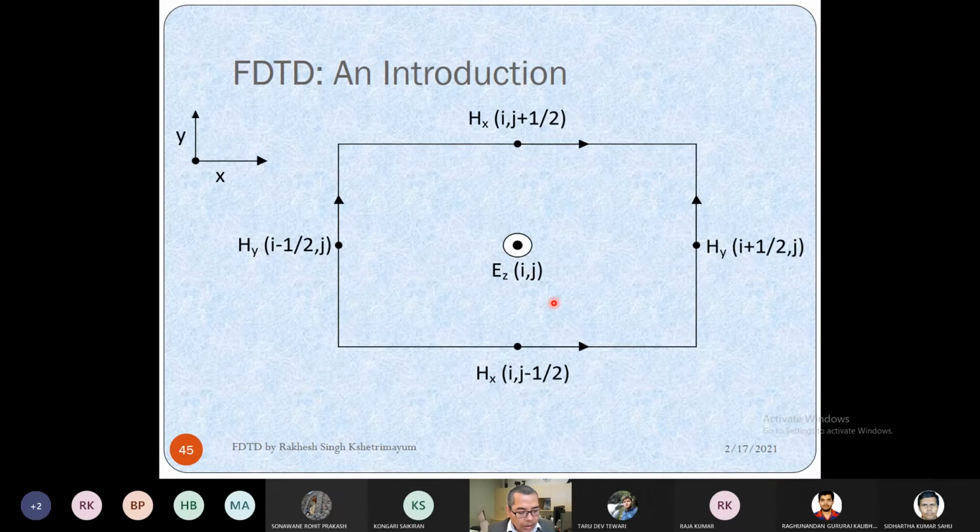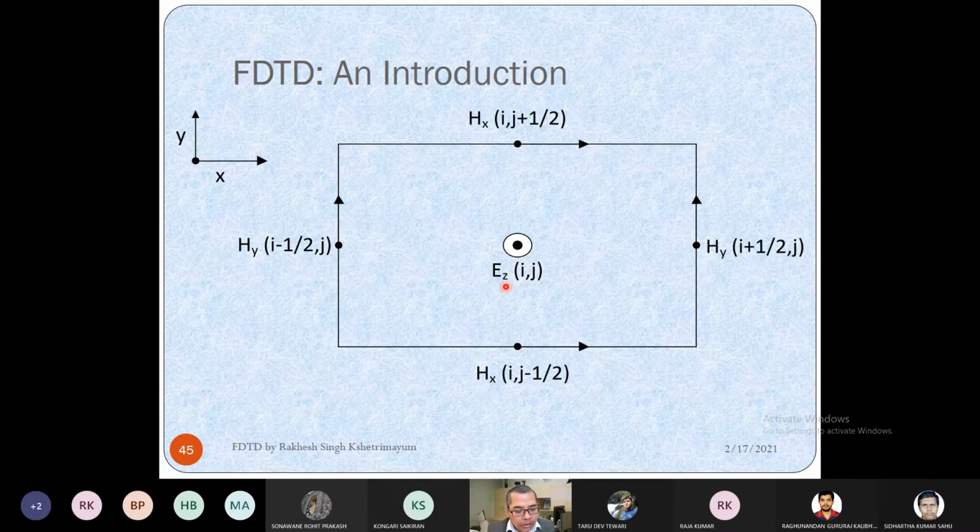Similarly here in this slide number 45, this diagram is a master diagram for the 2D FDTD. If you know this, you can write your FDTD code, you can write your FDTD update equation. So let us try to understand this diagram. Electric field is here at the center, magnetic field is circulating the electric field along this direction.